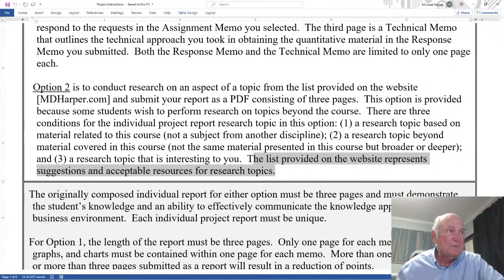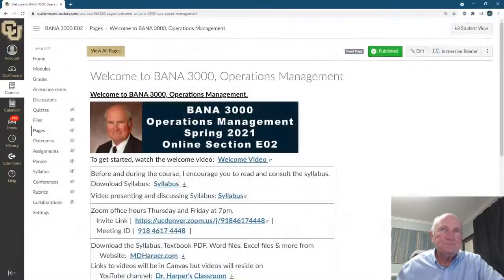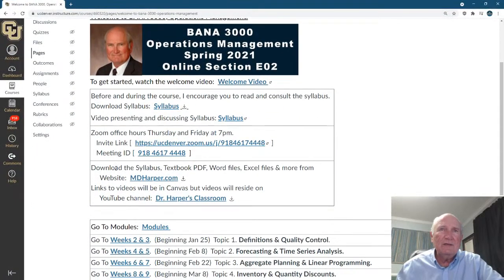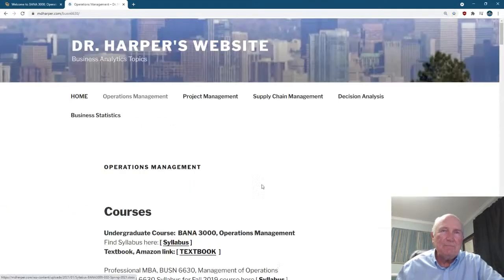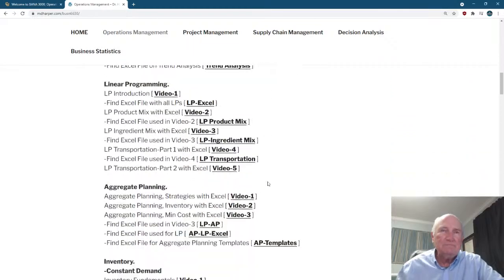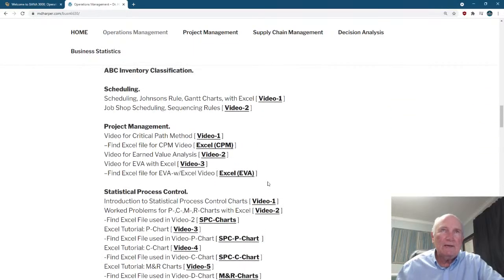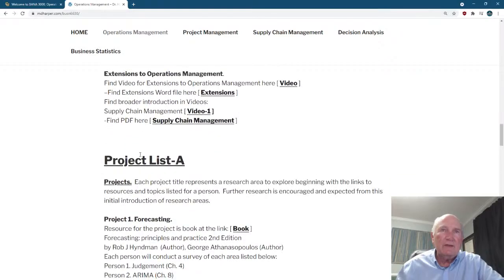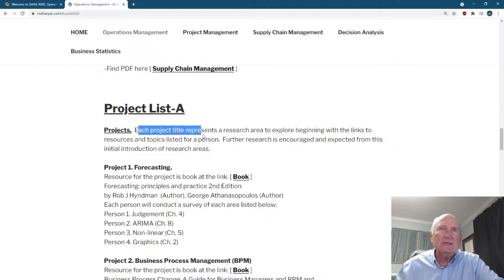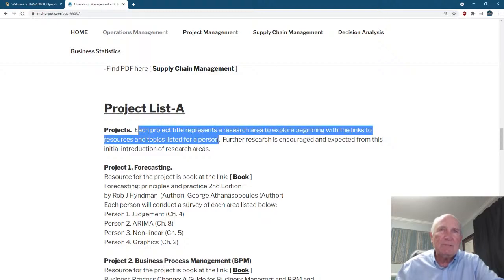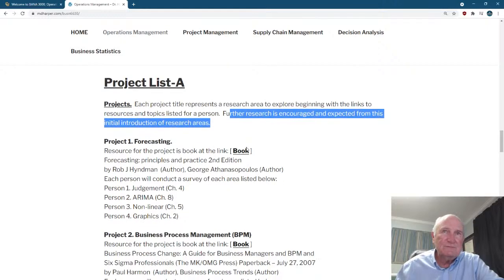So let's go there. Let's bring up Canvas. Here's Canvas. You come down to my website, mdharper.com. Open that up. Here's the Operations Management tab. If we come down here at the bottom, here are the project lists. Each project title represents a research area to explore, beginning with the links to the resources and topics listed. These are just suggestions.